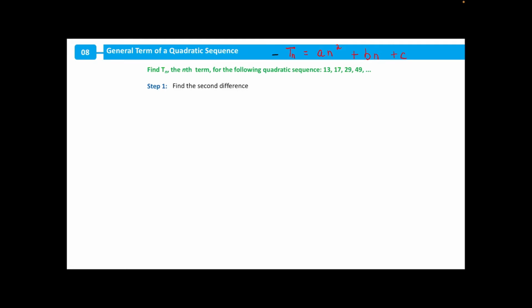Step 1, find the second difference. Our second difference between the terms, as we can see here, is 8. Step 2, we find the value of a. The second difference is equal to 2a, which is equal to 8. Therefore, a is equal to 4.